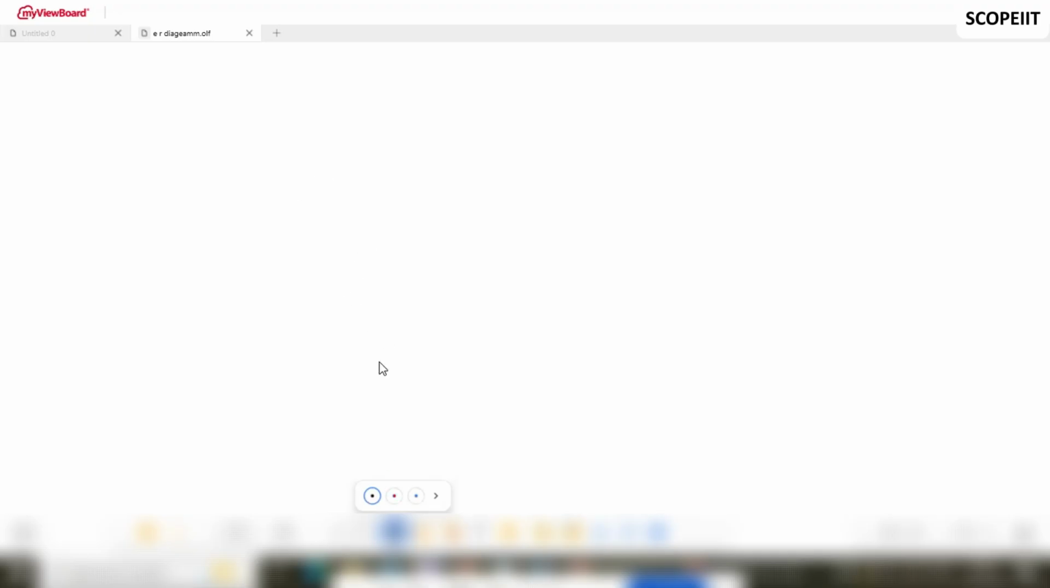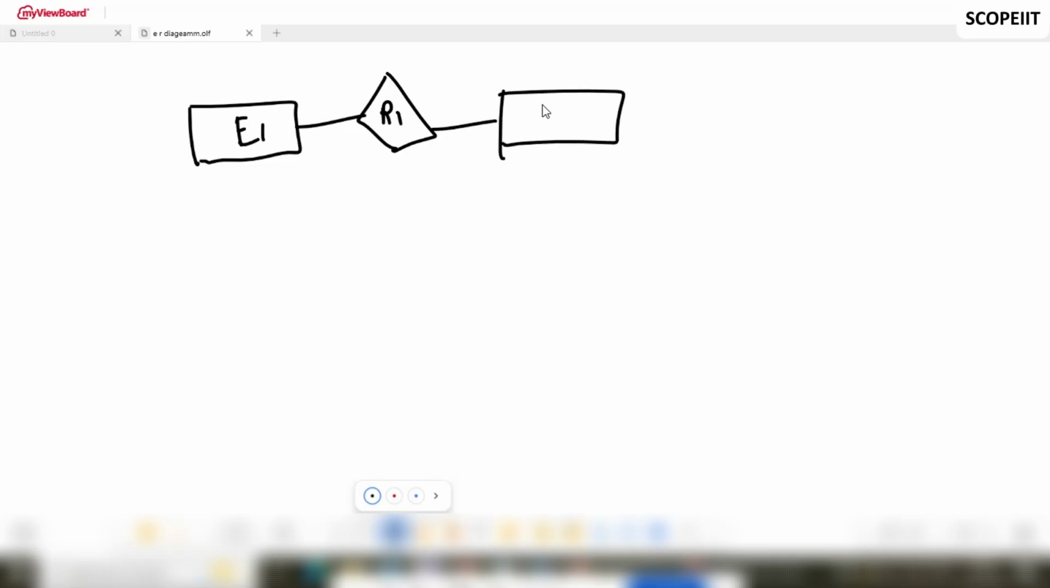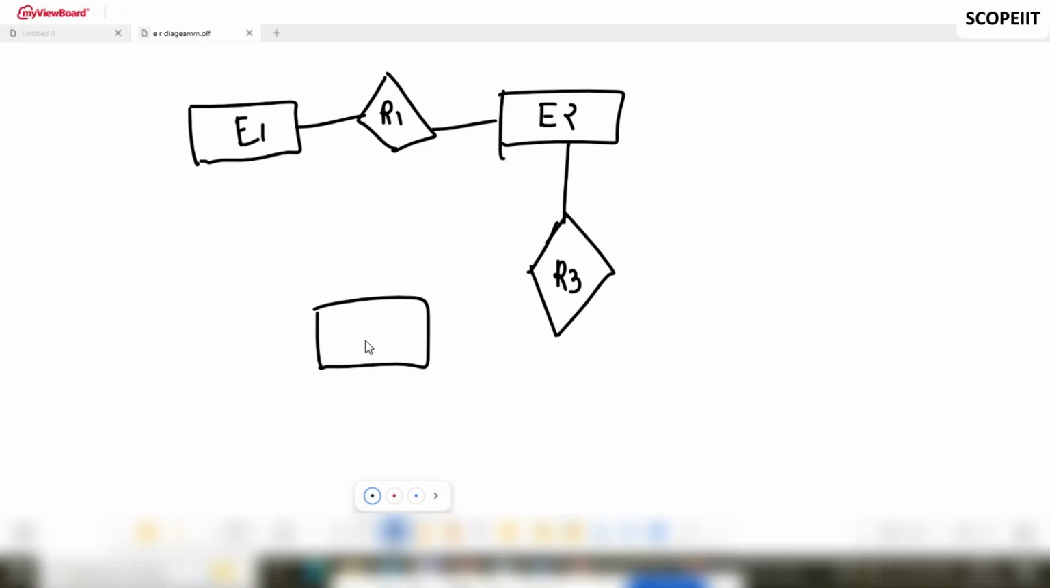Now I'll explain one example: in the exam, what type of question they will ask and how to solve it. For example, this is my one entity, I'll say E1. It is connected with one relationship, for example R1. This is connected with one entity, for example E2. It is connected with one relation, for example R3. And it is connected with one entity, for example E3.